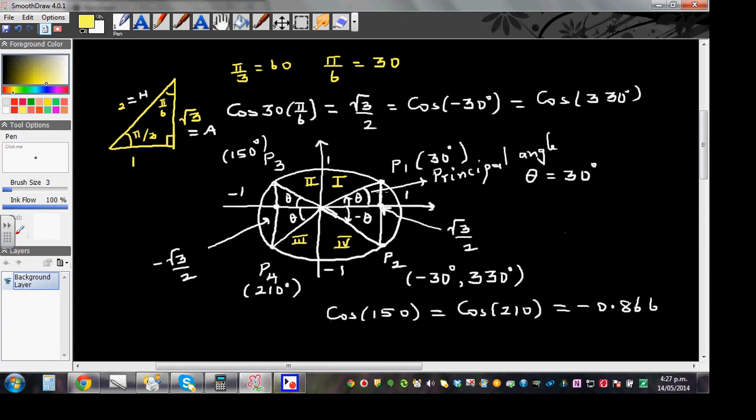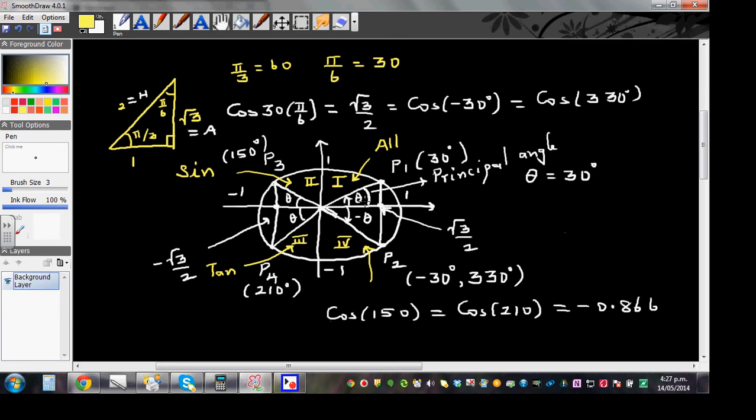So in the first quadrant, all trig ratios will be positive. In the second quadrant, what would be positive? Your y coordinate is going to be positive. That means y coordinate corresponds to sine. So in the second quadrant, sine would be positive. In the third quadrant, both are negative. If both are negative, tan is going to be positive, because tan is sine over cos, and both are negative.